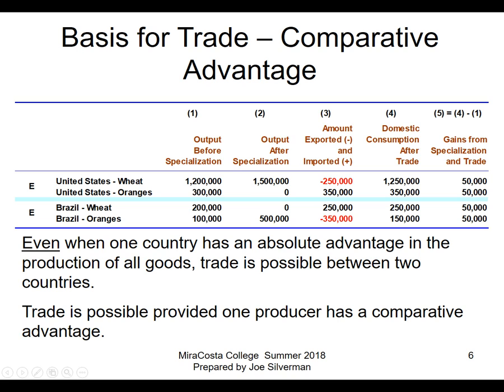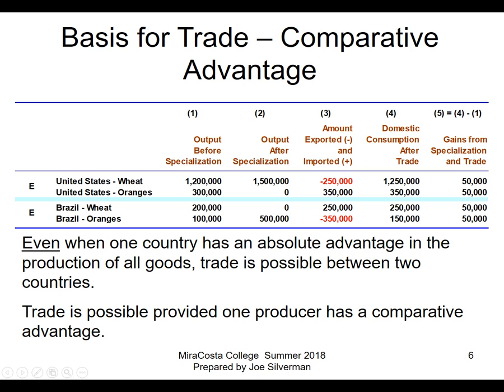What about in the orange department? Well, Brazil decided that it was going to produce 500,000 tons of oranges because that was their better resource. That was a better thing to produce with the resources they had. And they shipped 350,000 tons to the United States. That still left Brazilian consumers with 150,000 tons of oranges, which is 50,000 tons more than they had before. So the people in Brazil are better off as well.